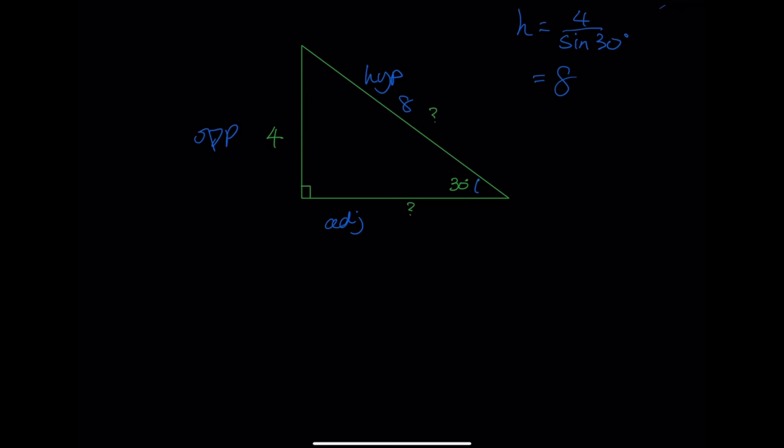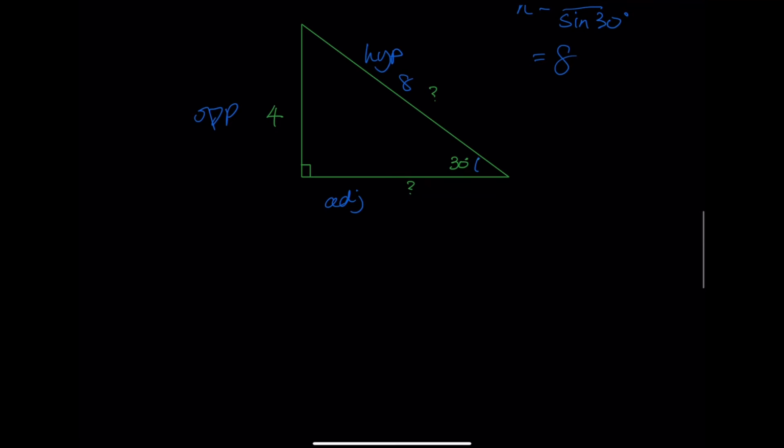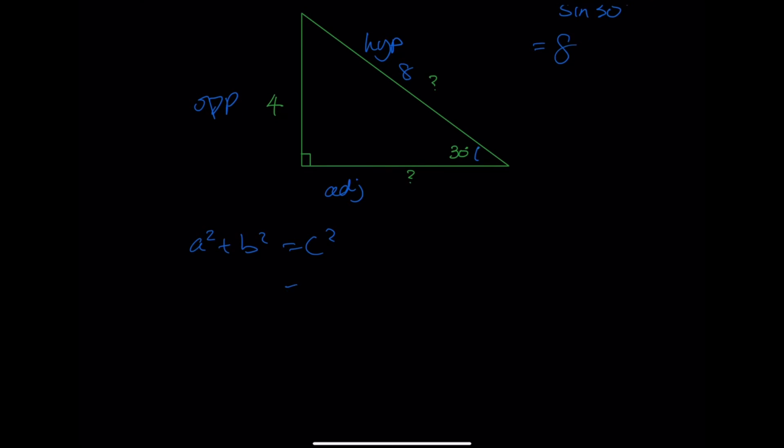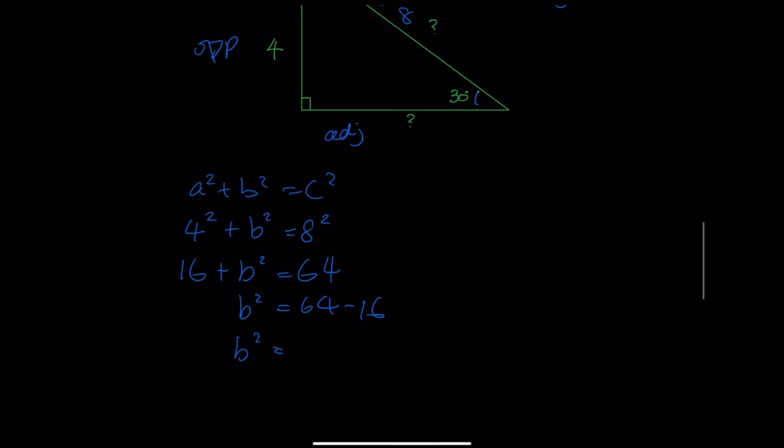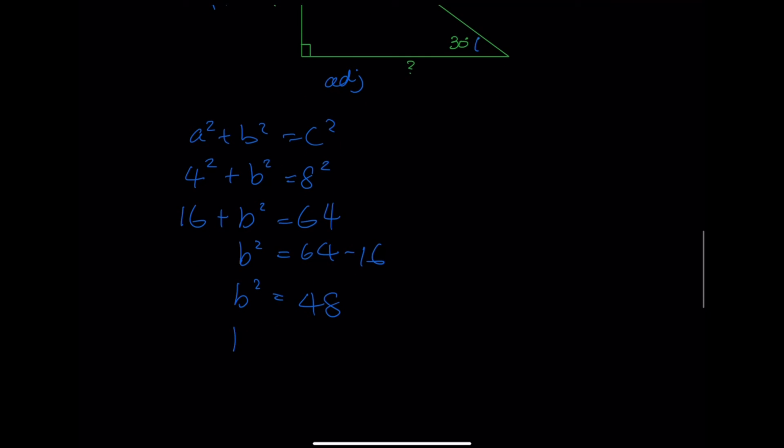After we have gotten our hypotenuse and our opposite, we could just use the Pythagorean Theorem. So a squared plus b squared equals c squared. We have the hypotenuse, which is the c squared, so 8 squared is equal to 4 squared plus b squared. So we have 16 plus b squared equals 64. B squared equals 64 minus 16. B squared equals 48. B is equal to square root of 48. So that will be our adjacent.